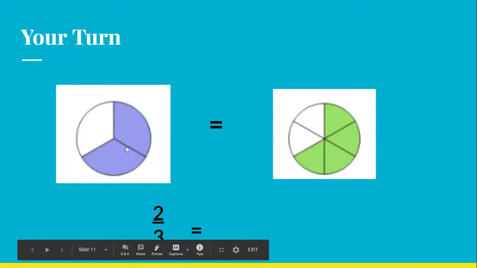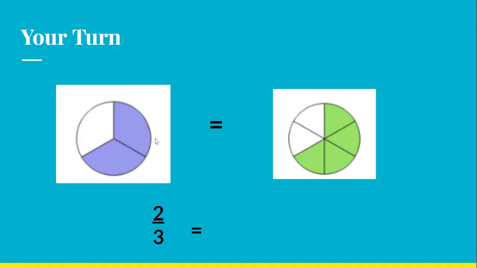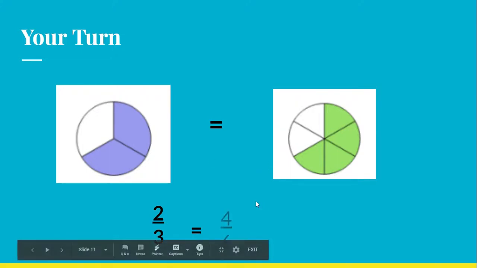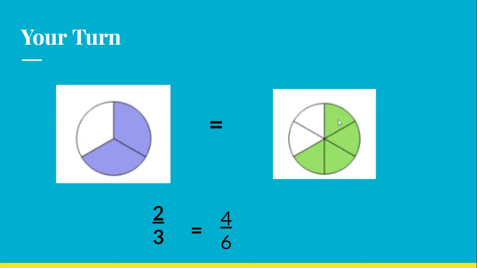Now it's your turn to try. The first picture shows 2/3. What is the equivalent fraction for 2/3? That's right, 4/6. 1, 2, 3, 4 parts are shaded in out of 6 in the whole.